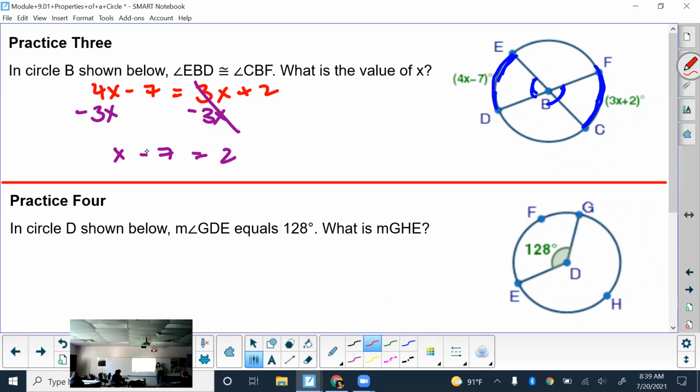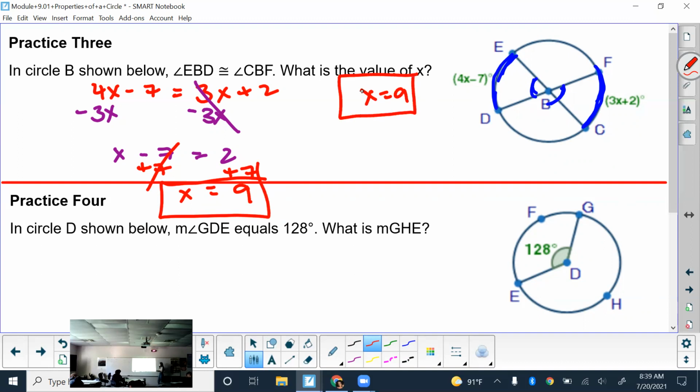How can I make this negative 7 equals 0? You add 7. Good. And then again, you have to do it to both sides. We got the x by itself on the left. On the right, what is 2 plus 7? 9. So the value of x is 9.